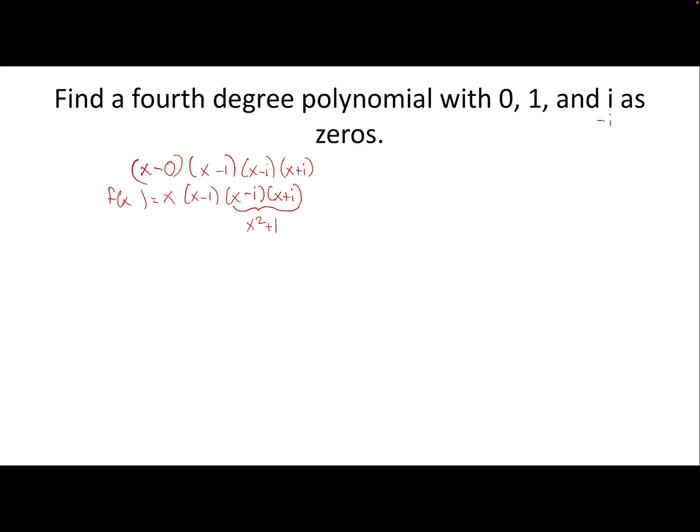Then we have x times x minus 1, so we will have an x squared minus x. We want to multiply these two binomials together, and that's going to get us our 4th degree quartic polynomial. So f of x is going to be, well, x squared times x squared is x to the 4th. x squared times 1 is a positive x squared. Negative x times x squared is a negative x cubed, and negative x times 1 is a negative x. Writing it in descending powers of x, we get x to the 4th minus x cubed plus x squared minus x.